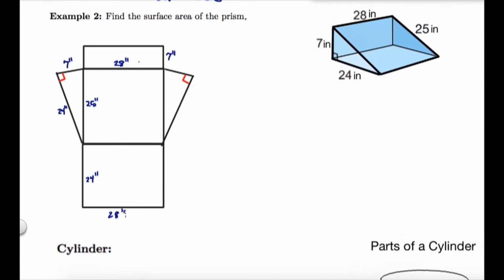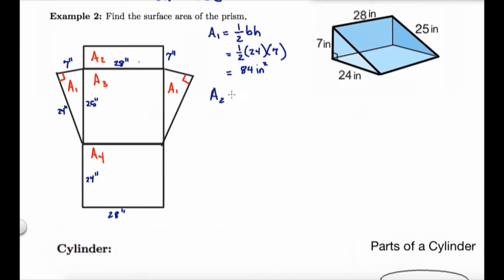So this time we have to use the area of a triangle equation. And I'm going to call this area A1. And then we have 3 rectangle areas. So the area of the triangle is 1/2 base times height. So we have the base is 24 and the height is 7 inches. We get 84 square inches.